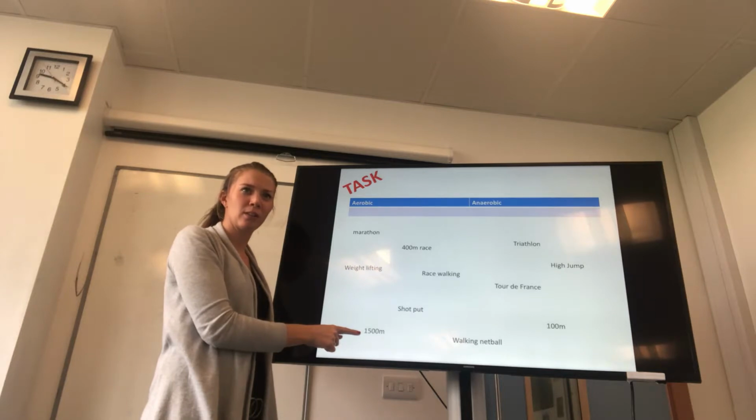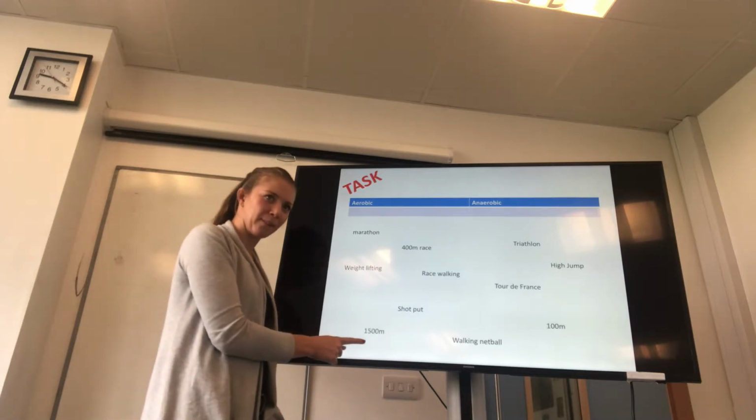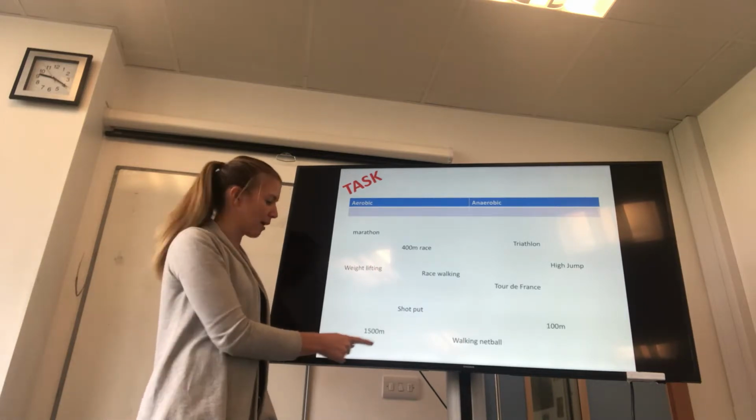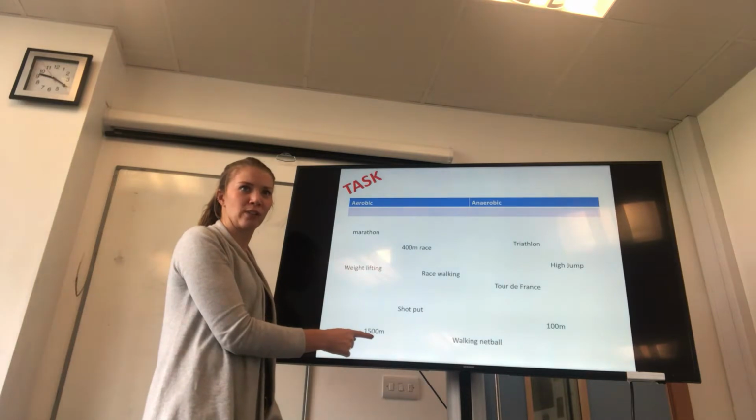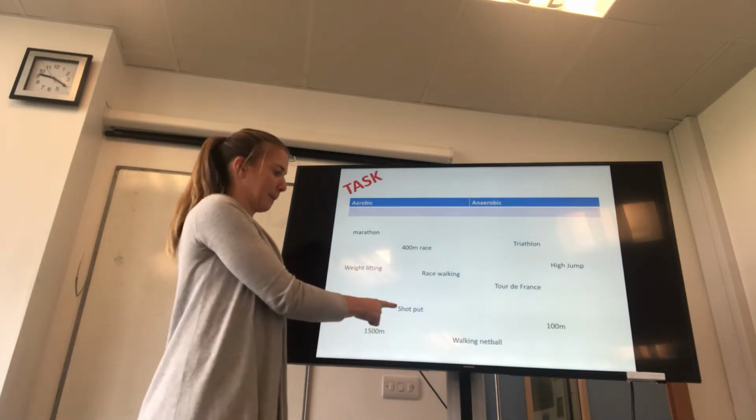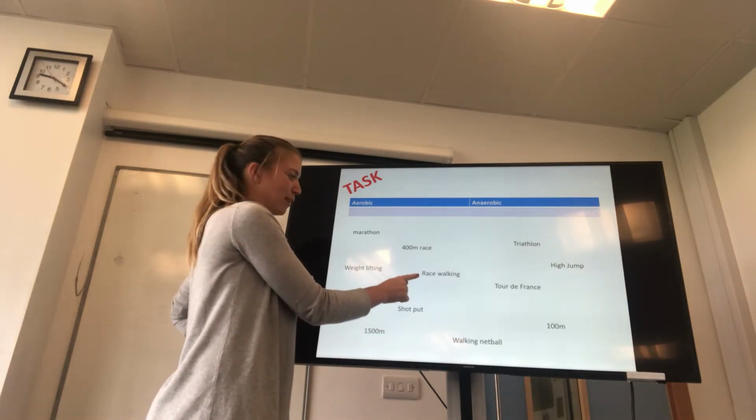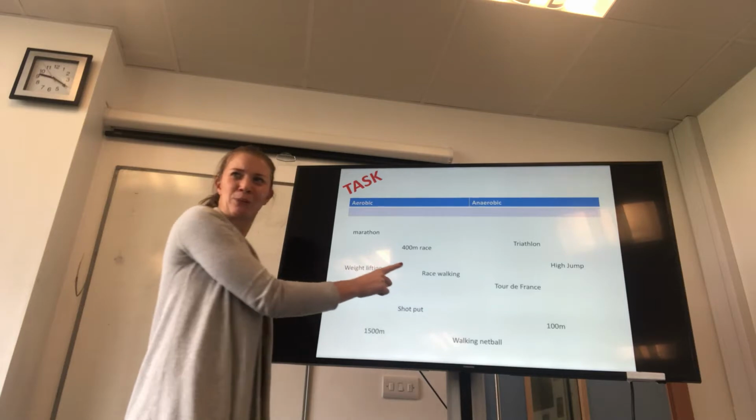1500 metres? I'd say anaerobic. 1500 metres, they'll generally take about 4 minutes to do that. Oh, aerobic. Yeah, aerobic. Although they're fast runners, they're needing oxygen in that time. Shot put? Oh, that's anaerobic. Good. Walking netball. Aerobic. Race walking. Aerobic. Do you know what race walking is?